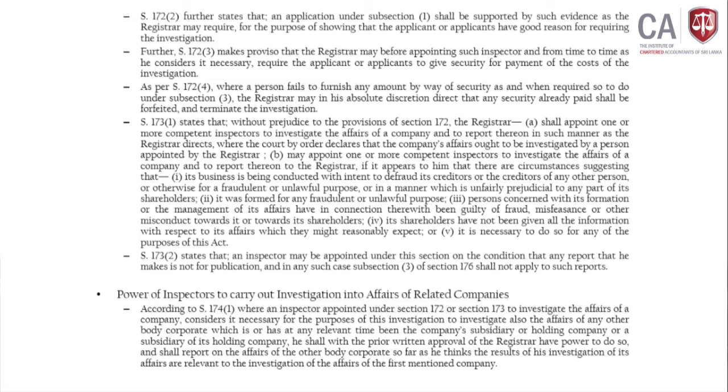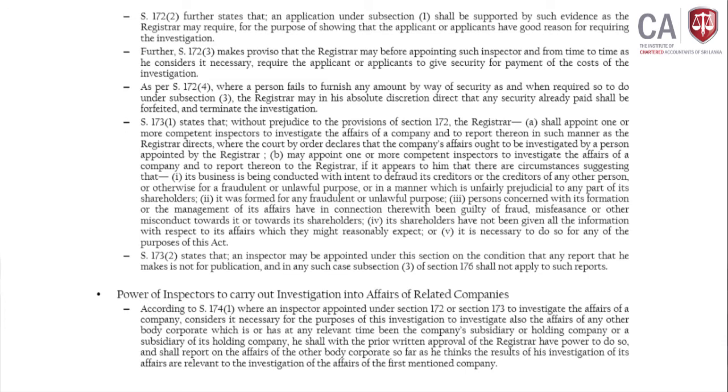As per Section 172(4), where a person fails to furnish any amount by way of security, as and when required to do so under subsection 3, the registrar may in his absolute discretion direct that any security already paid shall be forfeited and terminate the investigation. If such person fails to furnish the amount of security to be kept with the registrar to enable the inspection through an inspector.